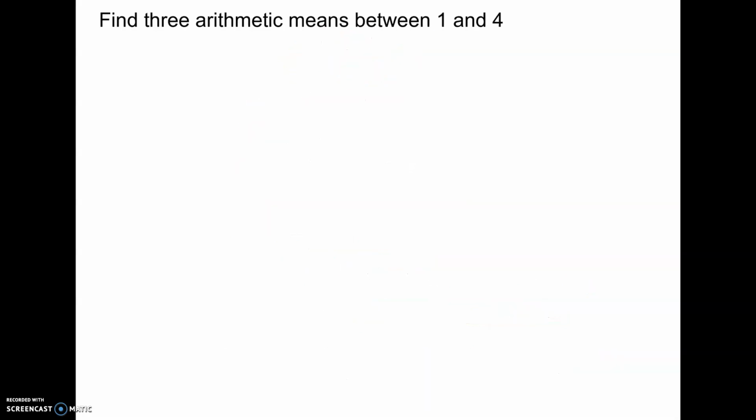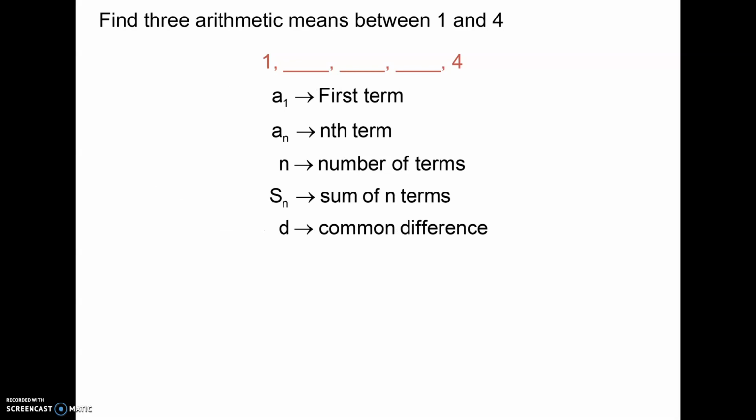All right, let's find 3 arithmetic means. So that means I want 3 terms between 1 and 4. And when they say arithmetic, they're basically telling you it's an arithmetic sequence, just in case you're wondering, well, how do I know? It's because they tell you. All right, so if I write out what I have, A sub 1 is equal to 1. I have my first term. And then I have my 1, 2, 3, 4, fifth term.